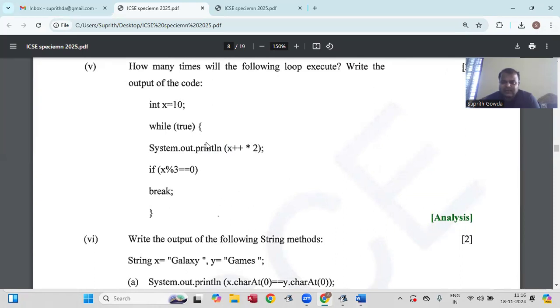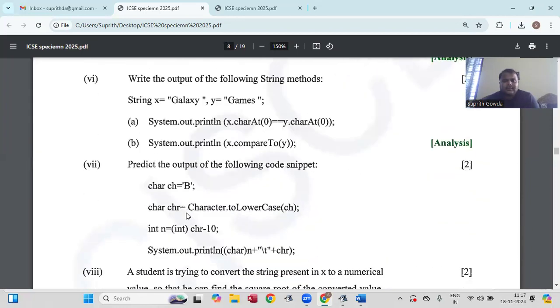So 11. 11 into 2 is 22. 22 modulus 3 is not 0, 3 7s are 21. So no break. What is the value of x plus plus? Now it has become 12. 12 into 2 is 24. 24 modulus 3 is 0. So it is not going to print the 24. It is going to print 20 and 22, right?